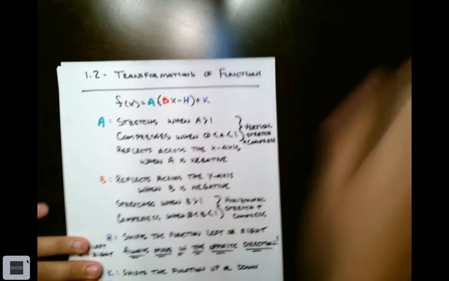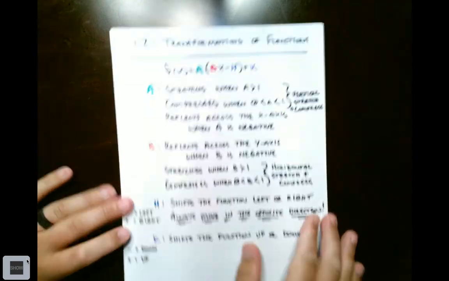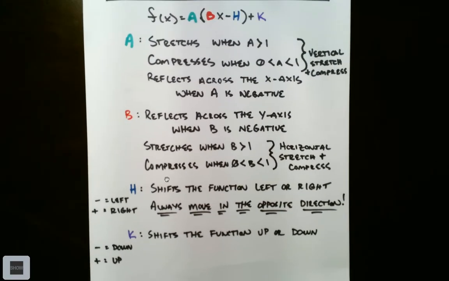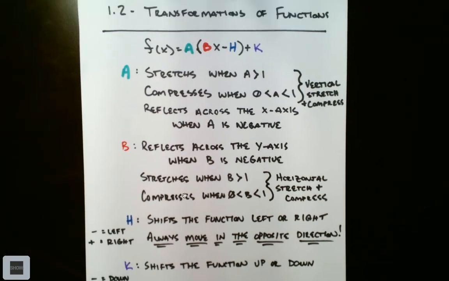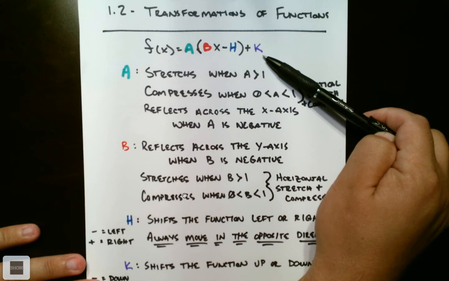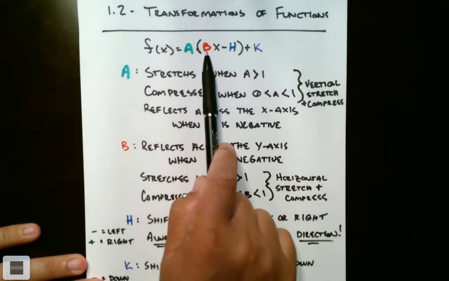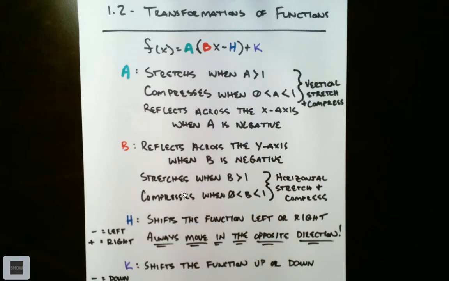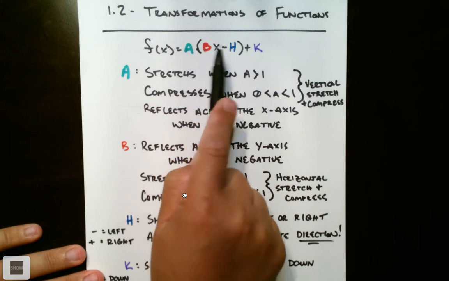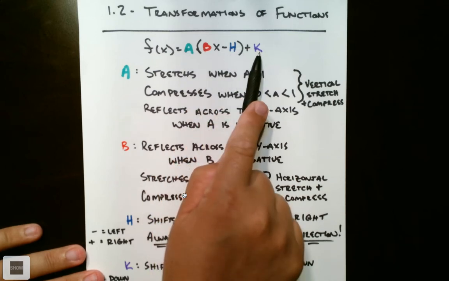All right. So I think what I want to do now is show you these notes that I wrote up. See if I can zoom in a little bit. All right. So again, 1.2, transformations of functions. This is what they call the generic function when you're dealing with transformations. Because each of these pieces, A, B, H, and K, that's where you're coming up with each of these transformations. So A is going to be its own transformation, B is going to be a transformation, H is going to be a transformation, K is going to be a transformation.